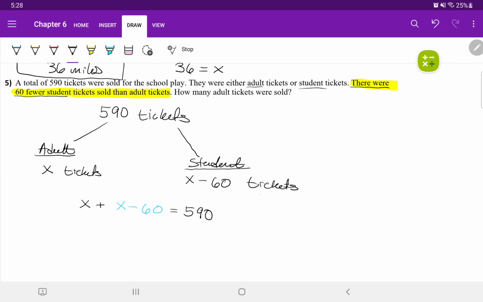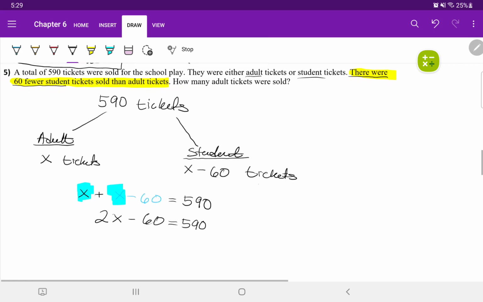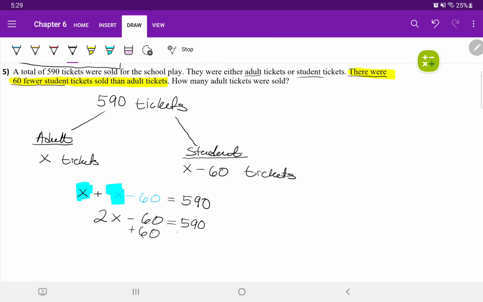And then we're going to solve for X, which is the unknown. When we solve for X, do not just take your answer. When you find the answer, plug it into the values of X located above to find the final total. But I want to first combine like terms. X plus X is 2X. 2X minus 60 equals 590. To get X by itself, we're going to add 60 to both sides of the equation. 2X equals 650.